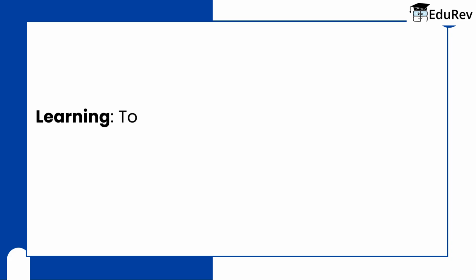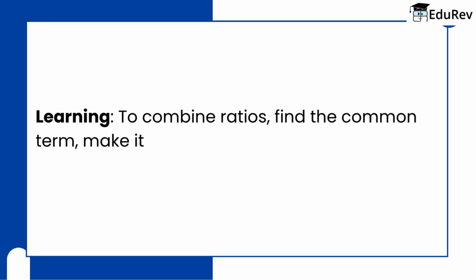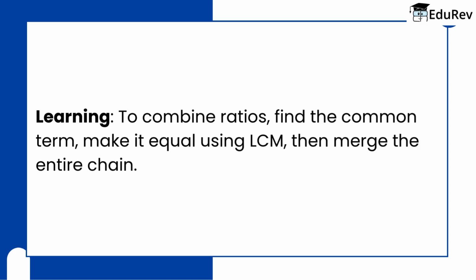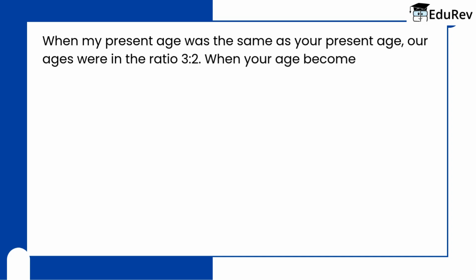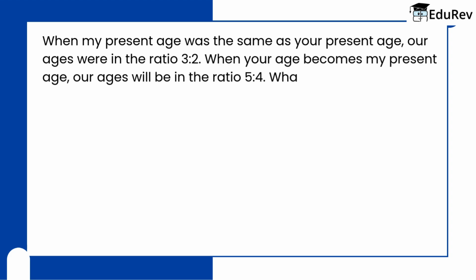So our learning from this is, to combine ratios, find the common term, make it equal using LCM, then merge the entire chain. This is where things get interesting. Ratios are not static. Consider this age problem. When my present age was the same as your present age, our ages were in the ratio 3 to 2. When your age becomes my present age, our ages will be in the ratio 5 to 4. What is the ratio of our present ages?